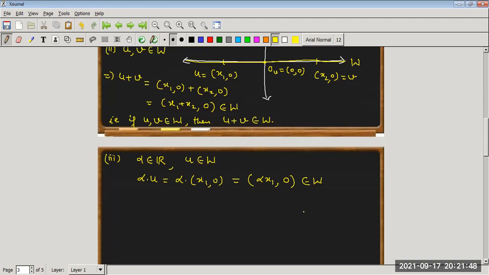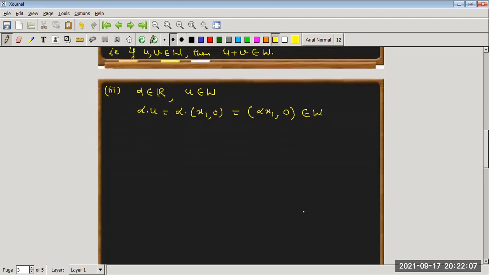So W satisfies all three conditions. 0 vector belongs to W; U and V, two elements belonging to W, U plus V also belongs to W; alpha belongs to the real number field, U belongs to W, alpha dot U also belongs to W. So W is a subspace.